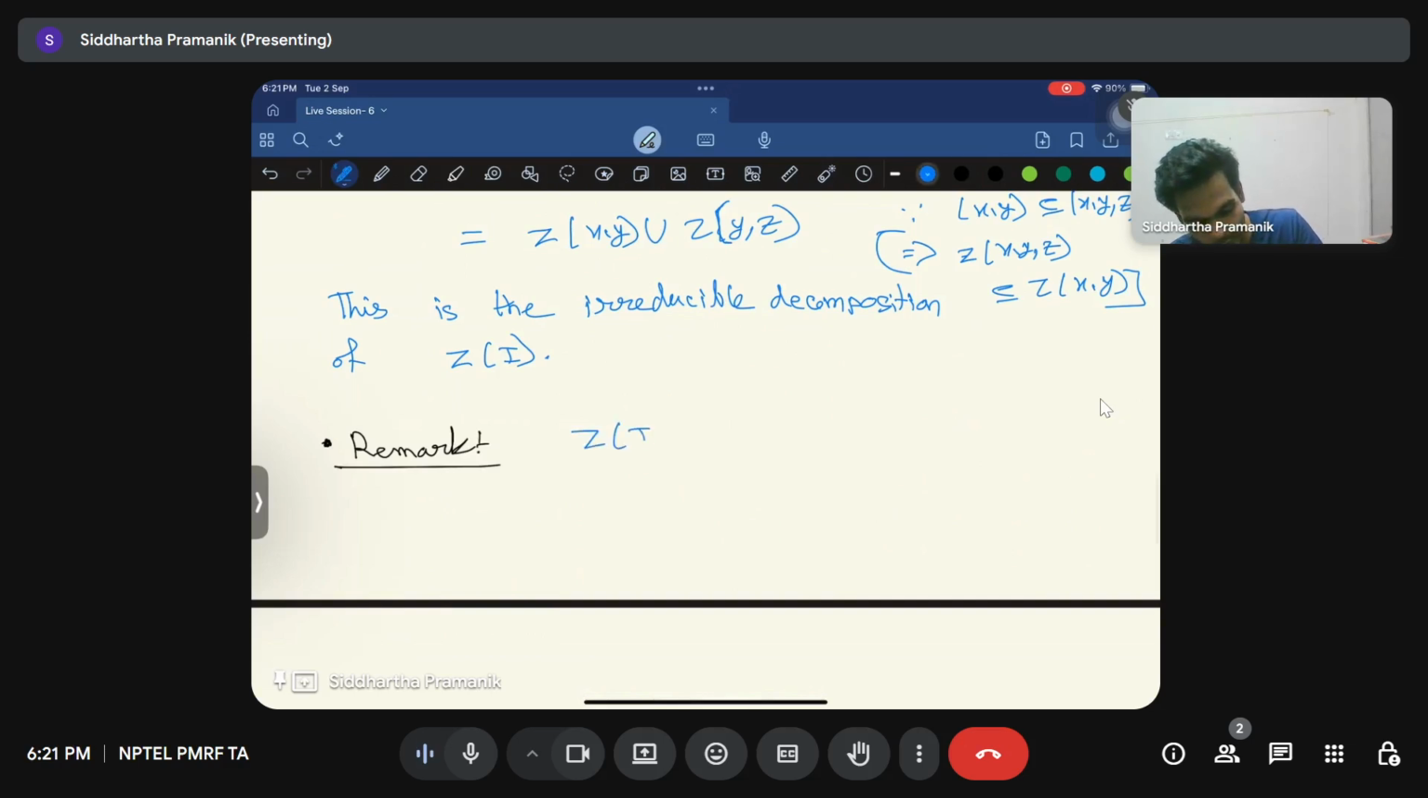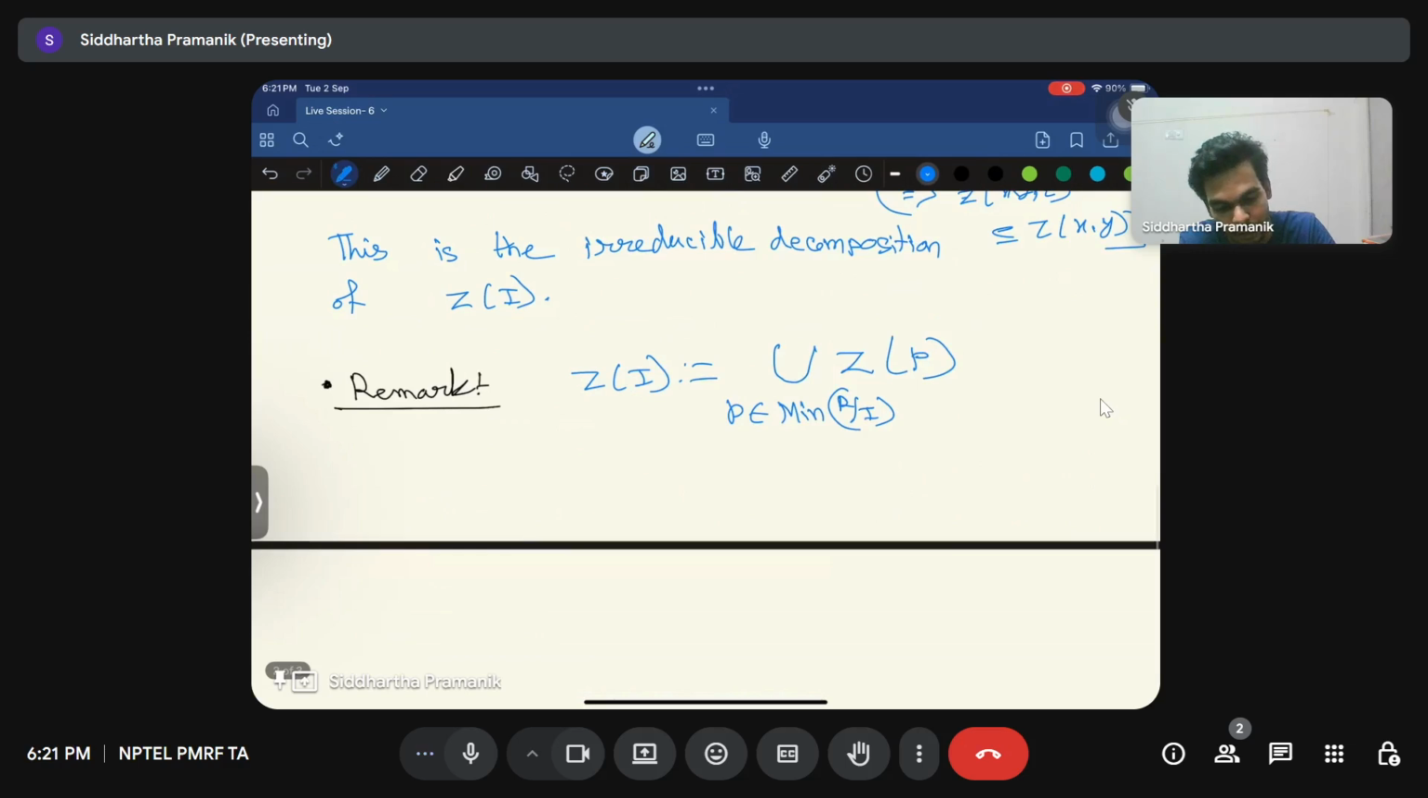So if we write Z of I, its irreducible decomposition is basically the union of Z of P, where P is in the set of all minimal primes of R mod I, right? So you just recall it from the lectures. So we need to find just the minimal primes of R mod I. That means all minimal primes which contain I.